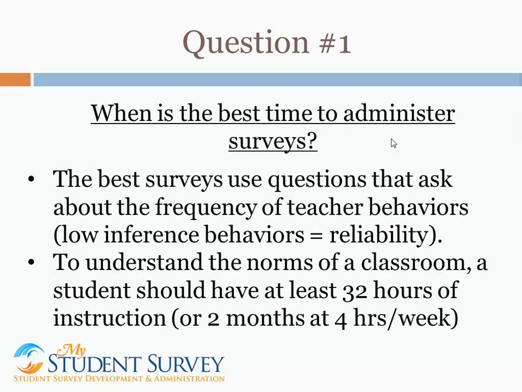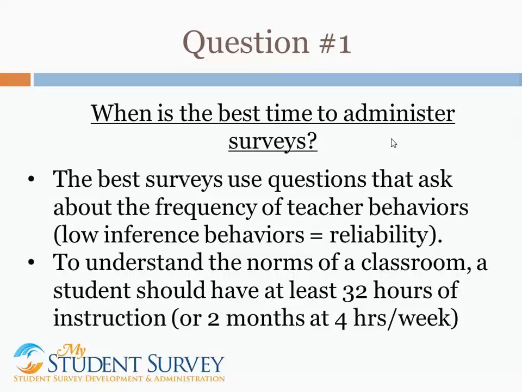So the first question we're going to talk about is the time to administer the survey. The best student surveys ask questions about the frequency of behavior, or how often these behaviors occur. The reason is the idea of something called a low inference behavior. When somebody's trying to evaluate the quality of a teacher's review at the end of class, it may vary from student to student. But something students have a high capacity for is judging frequency. In fact, they're the best judge of the frequency because they're in the classroom every day. When we use these types of behaviors, we get a higher level of reliability.